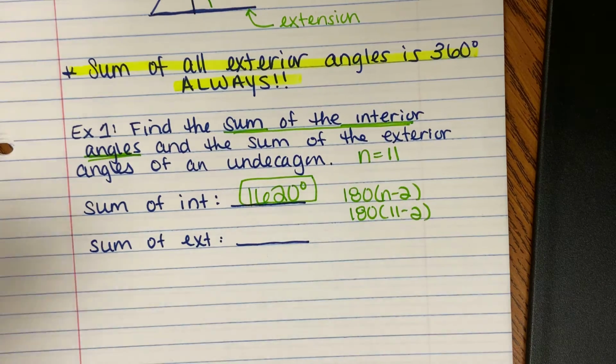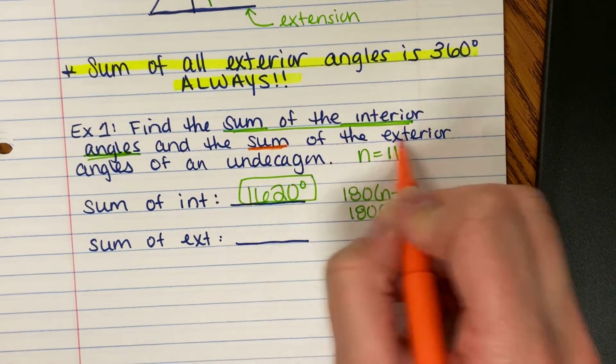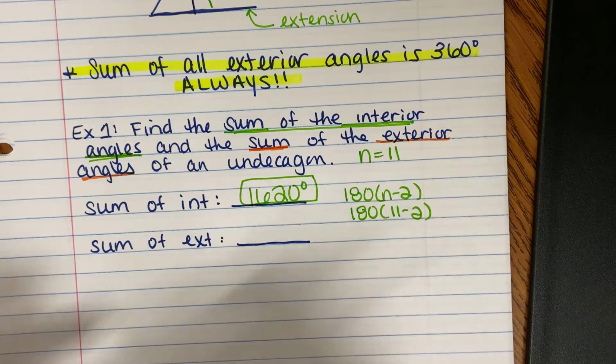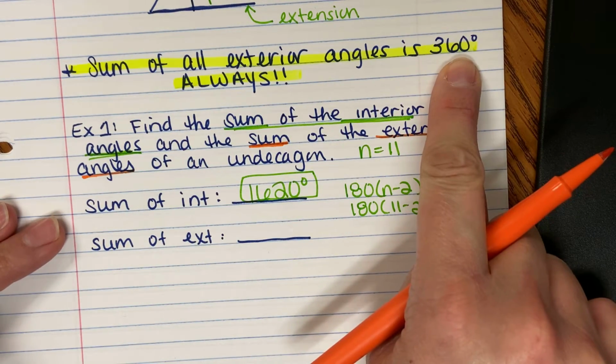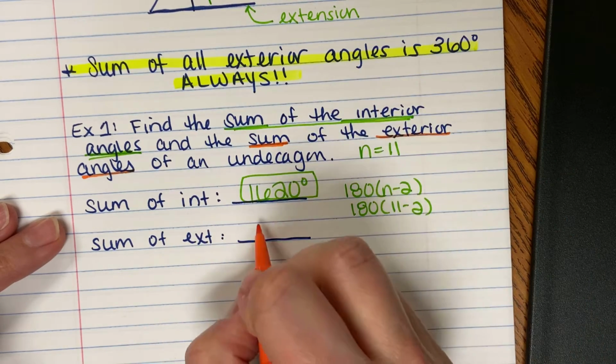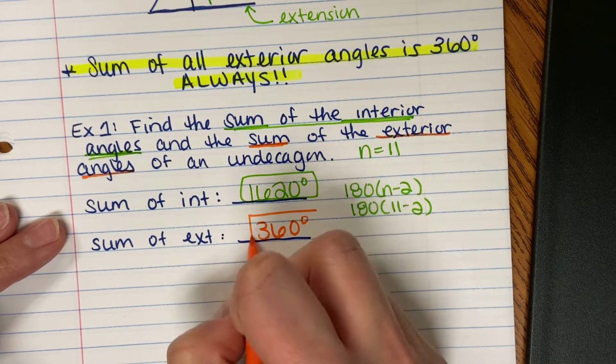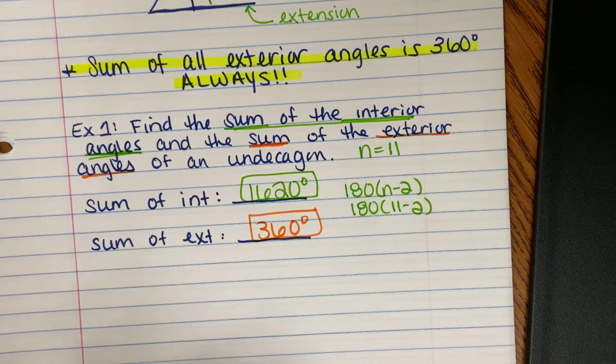All right, so for the other part of this, it's asking for the sum of exterior angles. Well, the sum of all exterior angles is 360 degrees. Always. So that is my answer. I'm done. See how easy that was?